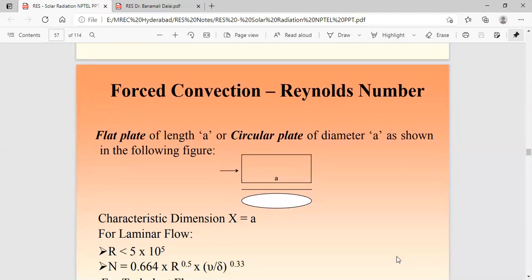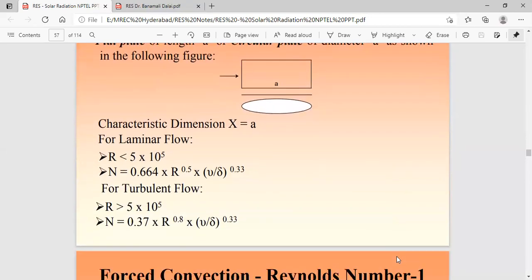Next, a flat plate of length A or a circular plate of diameter A as shown in figure. Here the characteristic dimension x is equal to A. For laminar flow, Re is less than 5 into 10^5, Nu is equal to 0.664 into Re power 0.5 into (V/δ) power 0.33. For turbulent flow, Re is greater than 5 into 10^5, Nu is equal to 0.37 into Re power 0.8 into (V/δ) power 0.33.